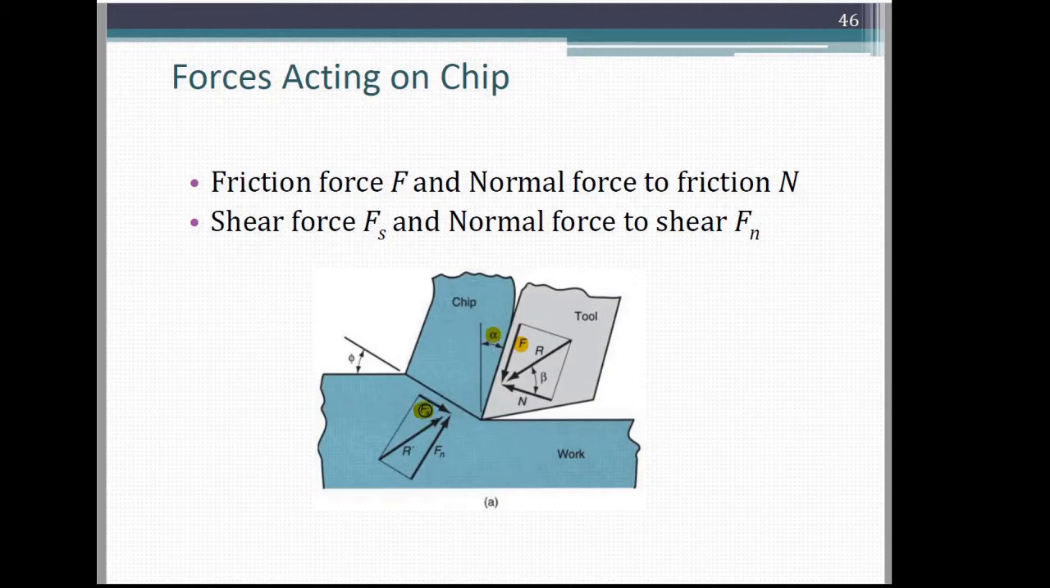Similarly, the shear force is inclined at an angle phi. What is phi? Phi is the shear plane angle. So the shear force is inclined at an angle phi with the horizontal. You can also identify one more angle, beta. What is beta? Beta is the friction angle.